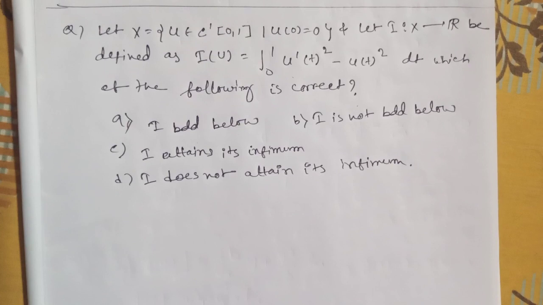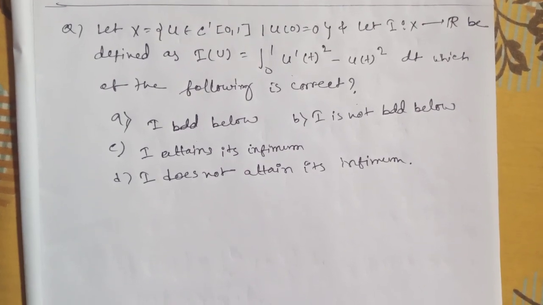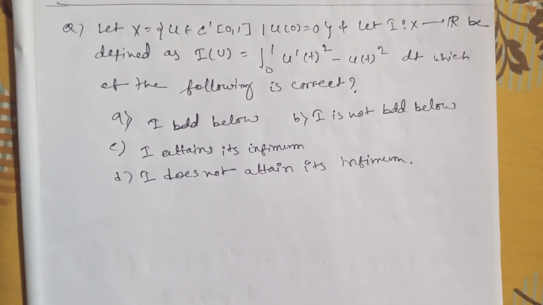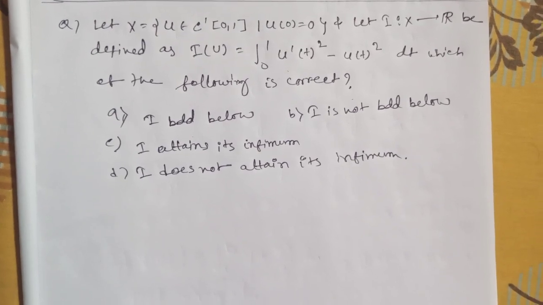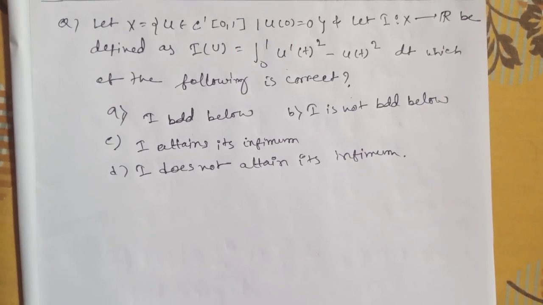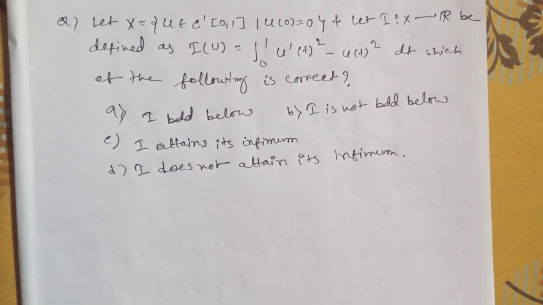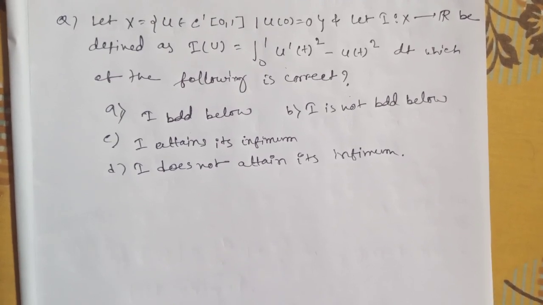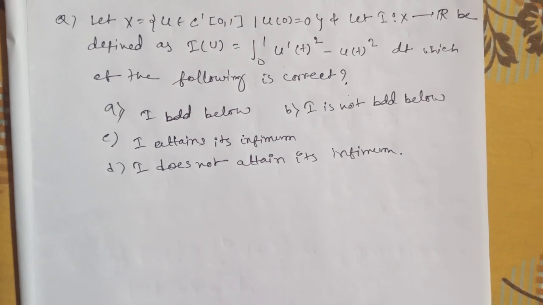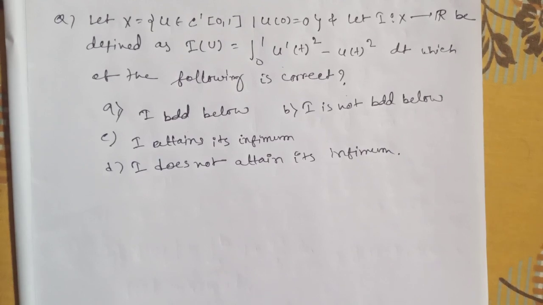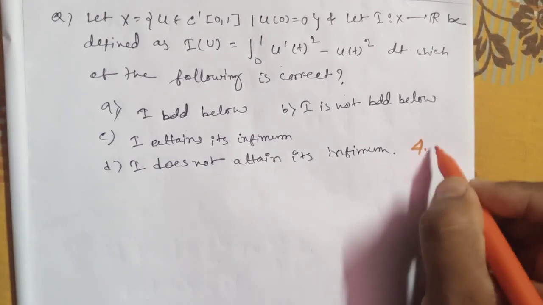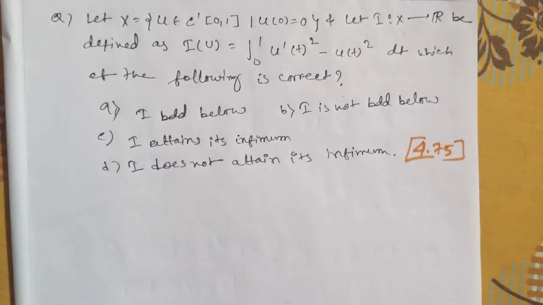Let X equal to u belongs to C1[0, 1], the closed interval, such that u(0) equal to 0. Let I from X to R be defined as I(u) equal to the integral from 0 to 1 of (u'(t)² minus u(t)²) dt. Which of the following is correct? I is bounded below, I is not bounded below, I attains its infimum, I does not attain its infimum. This is for 4.75 marks.